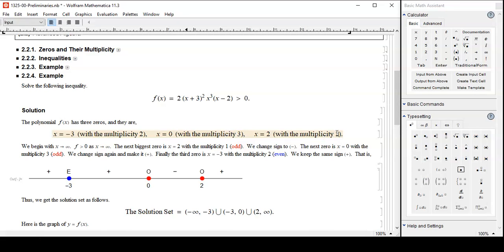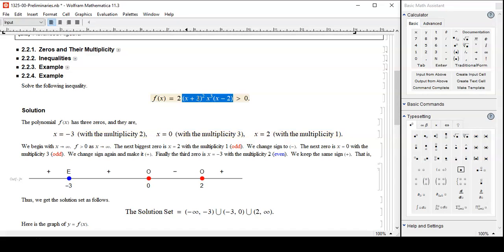So we have odd, even, odd. Is that right? No, multiplicity 2. Even, odd, odd. Sorry about that. 2, 3, 1. So even, odd, odd, at -3, 0, and 2. And some color coding is there as well. I'm representing odd multiplicity as red and even multiplicity in blue.